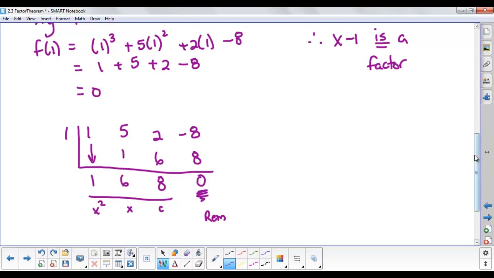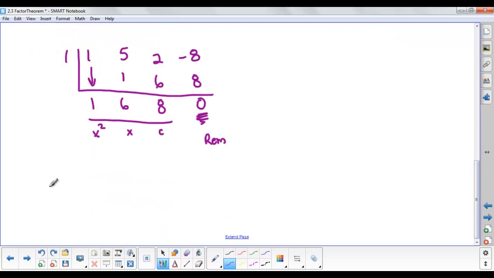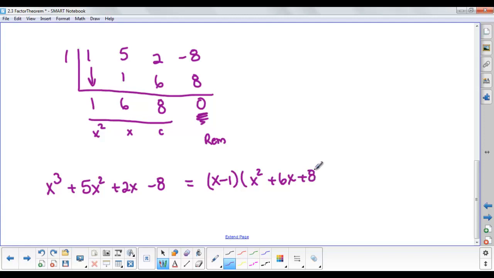So we'll write that out in a statement. Our dividend, which was x cubed plus 5x squared plus 2x minus 8, is equal to the divisor times our quotient plus any remainder, which we don't have any. So what we've done now is we've broken down a cubic expression into a quadratic and a linear expression. So something of degree 2 and something of degree 1.